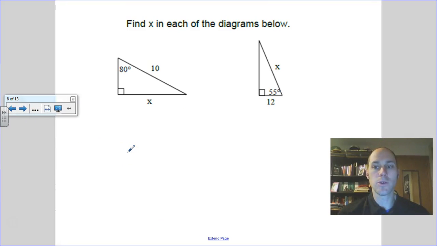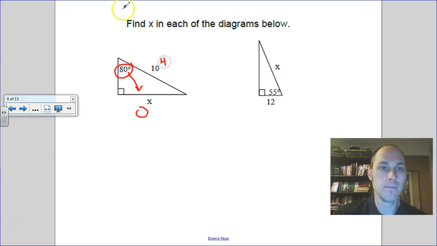So now, just like with the tangent ratio, we can set up equations to find missing values in a right triangle. So if I'm looking at angle 80 here, I'm trying to find this side, which would be the opposite side. And 10 is across from the right angle, so that would be the hypotenuse. So if I can remember the phrase SOH CAH TOA, I can take a look at my diagram and what I have and figure out which ratio I need.